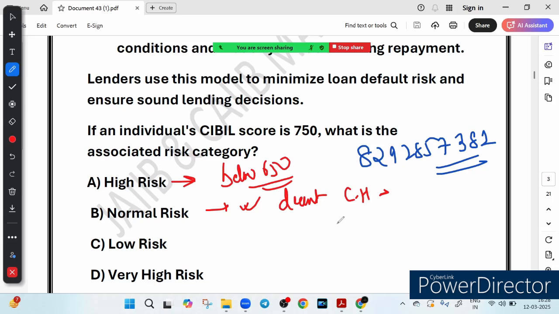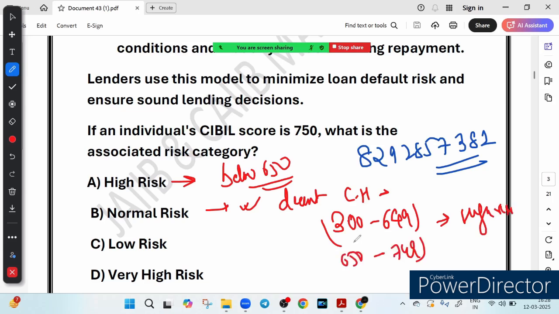So you must know that if the credit history, if the CIBIL score is in this range, 300 to 649, it means high risk is there, risk is quite high. And if it falls in 650 to 749, this is basically normal risk. And if it is 750 plus, it means low risk, right?